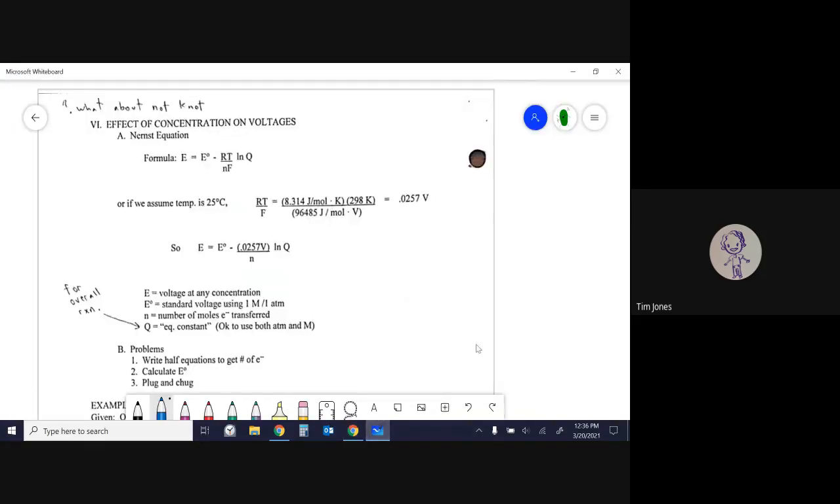Okay, so this is notes for AP Chemistry, pages 94 and 95. This is the last lesson of Electrochem. Last time, we looked at how to find voltage at standard conditions.